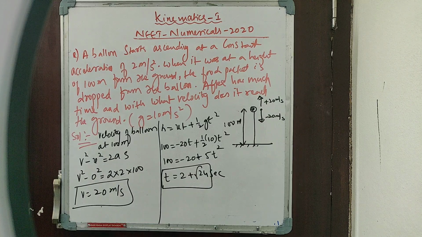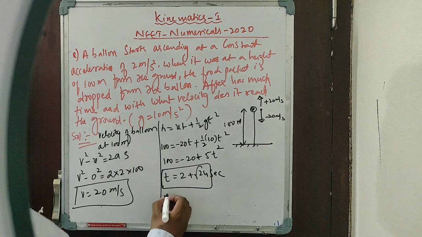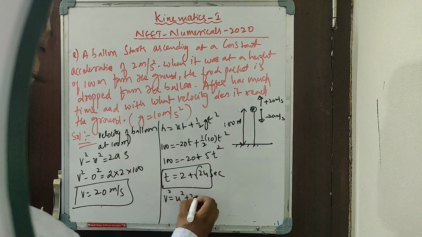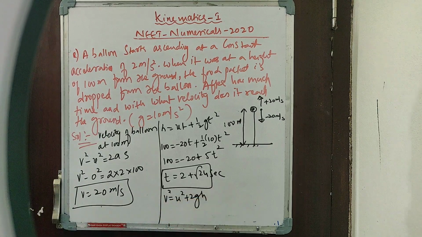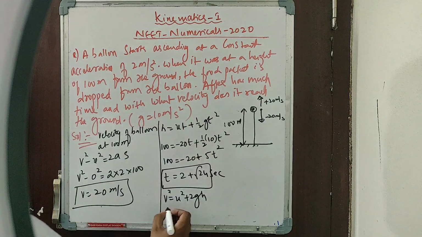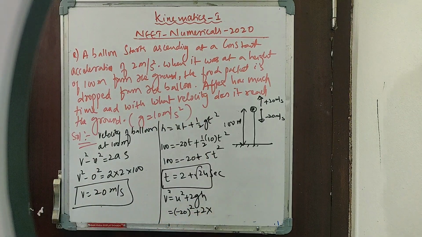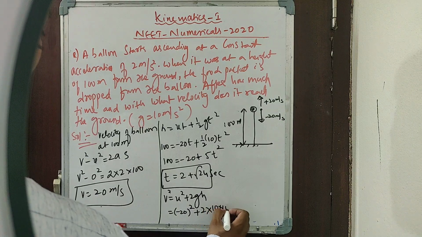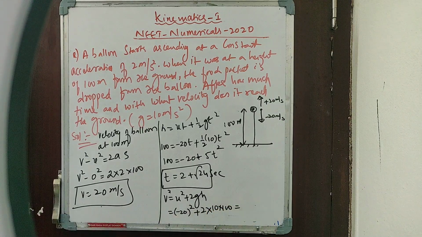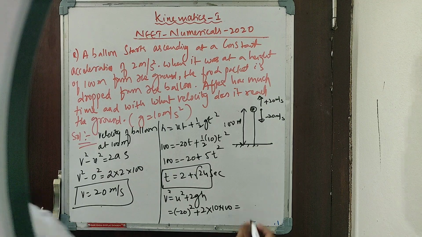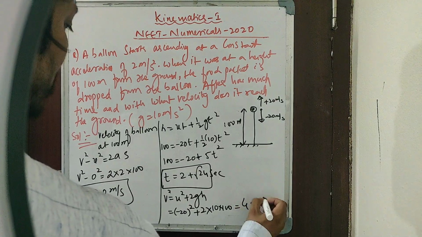Now the velocity with which it strikes the ground will be equal to how much? v square is equal to u square plus 2gh. So velocity in the downward direction is negative. So this is minus 20 whole square plus 2 into g value 10 and height of that one is 100. So minus of minus is 400. So 400 plus 2 into 10, which is 20, into 100. If I simplify for the given condition, that comes out to be 49 meter per second.